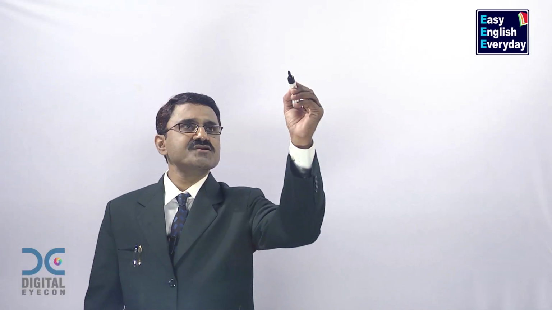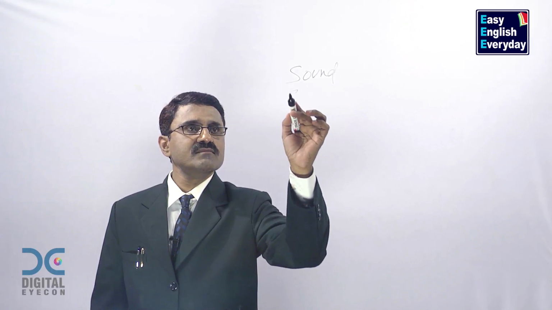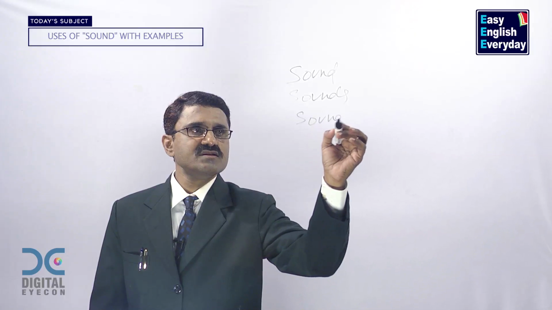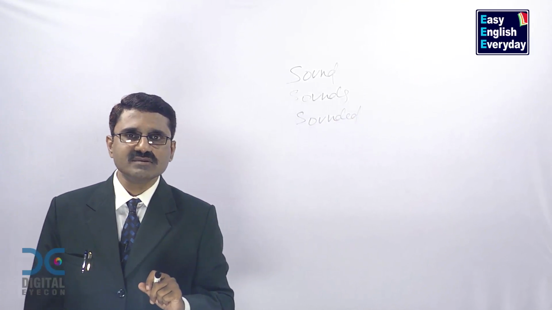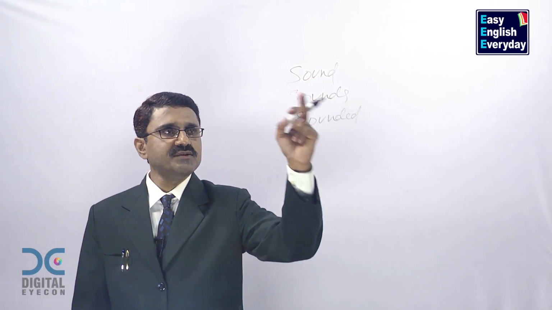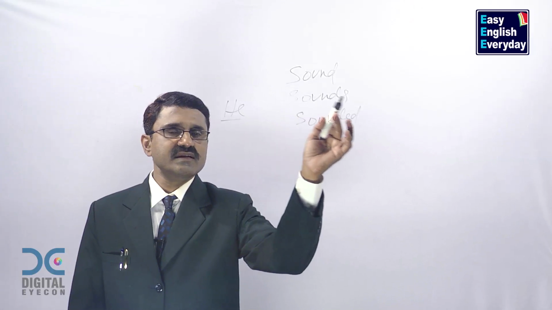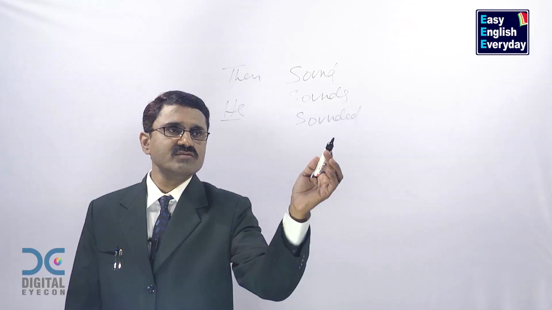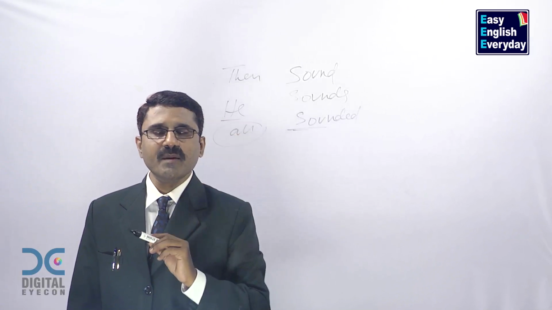Now remember friends, you are allowed to use only three forms here: sound, sounds and sounded. We can't use sounding, it's not allowed. So try to use any one of these three. If it is third person singular, he sounds. If it is other people, they sound. And sounded goes with all the people.